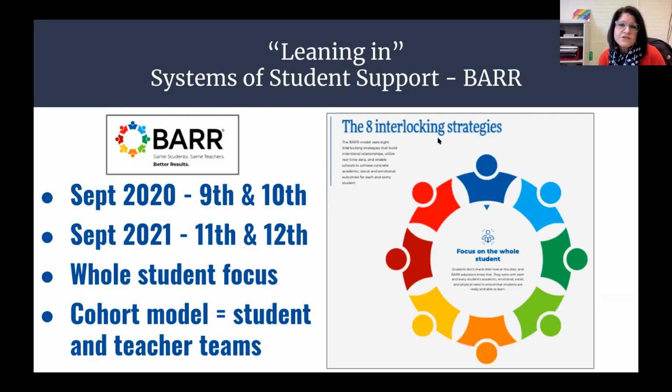In terms of leaning into the system of student support at our comprehensive high school, again, we launched Barr in our 9th and 10th grade. And we rolled up to 11th and 12th grade this past fall. And really there are 8 interlocking strategies as part of the Barr model. And we really focused in on making sure the whole student was planned for. And we also converted our 9th and 10th grade to a cohort model. We changed our schedule so that the students were in cohorts and teachers were in cohorts, which allowed teachers to be able to talk about students and plan for students and what they knew about them. So I just wanted to highlight those 2 pieces before I went into the strategy that we added to our reopening and that we've used since.